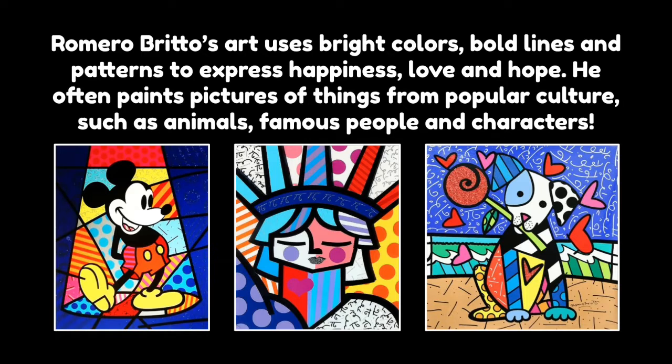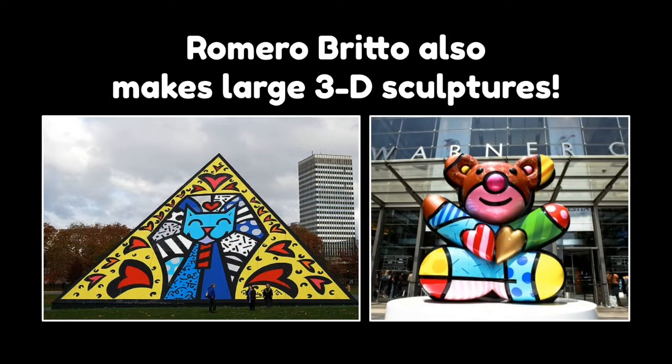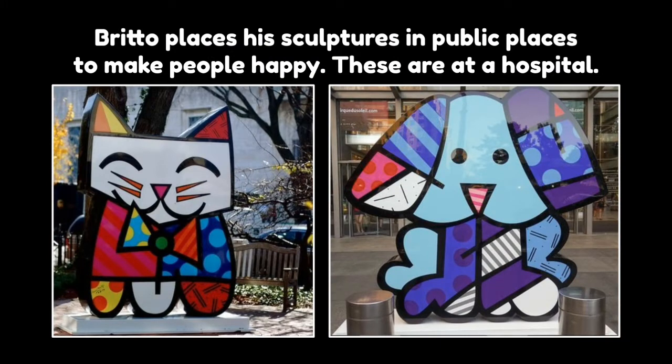So here we see a picture of Mickey Mouse, a picture of the Statue of Liberty, and a picture of a dog. Romero Britto also makes large 3D sculptures. Romero Britto places his sculptures in public places to make people feel happy. These two sculptures happen to be at a hospital. Why do you think he may have placed these at a hospital?